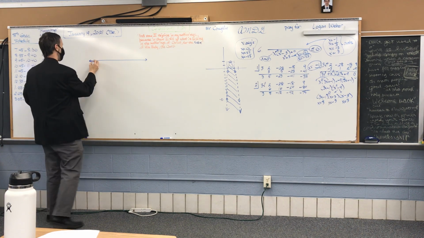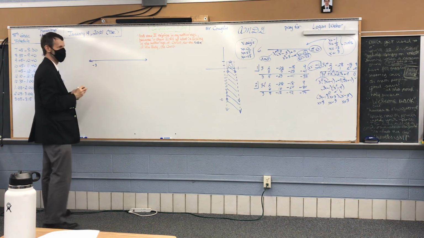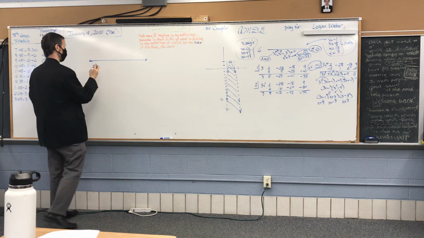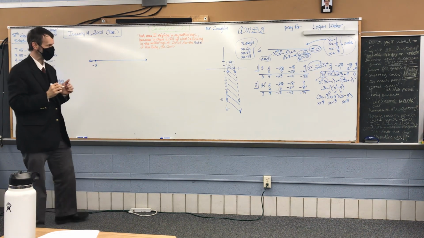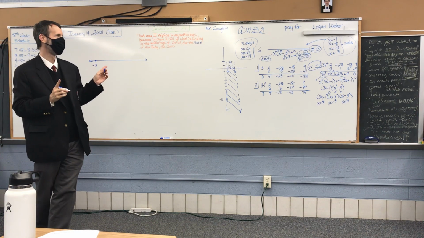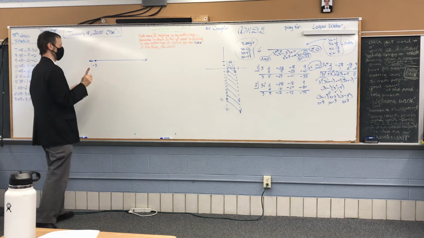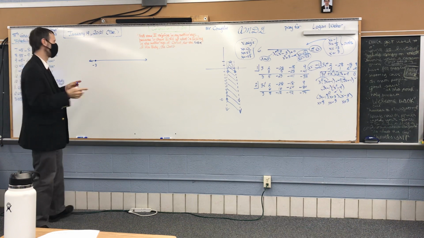Negative 3. Negative 3, good. What kind of a thingy is that? A root. So how do I mark it? Solid knot. Good. What's the next one? It's a little hard to see. Negative radical 3. Negative radical 3, it's like negative 1.7 something.